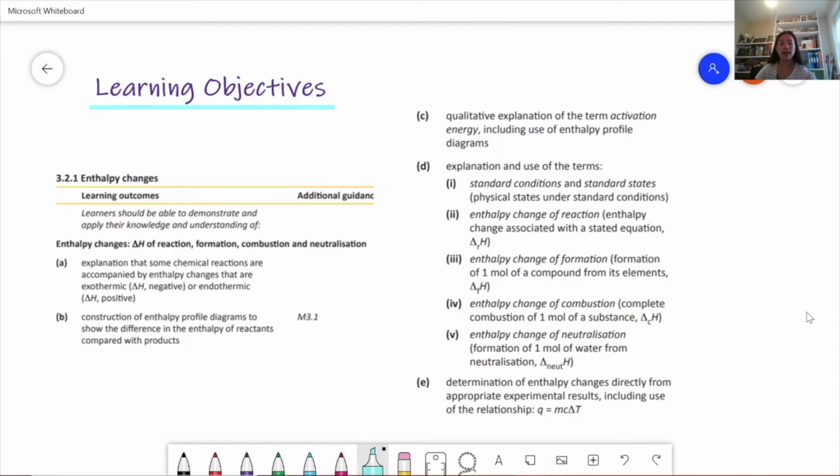Today we're going to be learning about enthalpy changes, and here are our learning objectives. So we're going to explain that some chemical reactions are accompanied by enthalpy changes that are exothermic or endothermic, and then we're also going to construct some enthalpy profile diagrams, and then we're going to explain about activation energy. We'll then go through the terms of standard conditions and states, enthalpy change of reaction, formation, combustion, and neutralisation. And we're also going to learn how to determine the enthalpy change directly from using experimental results.